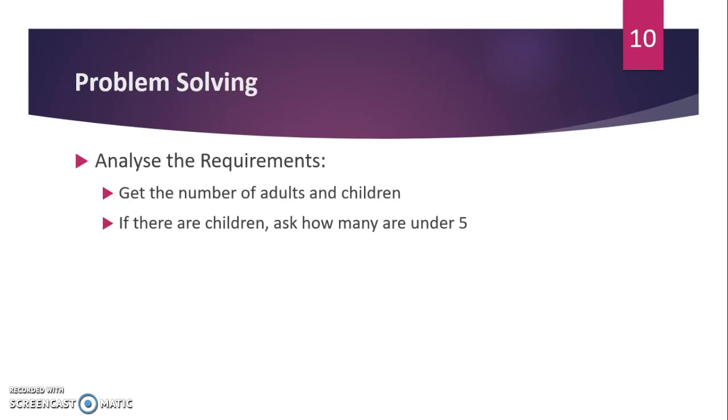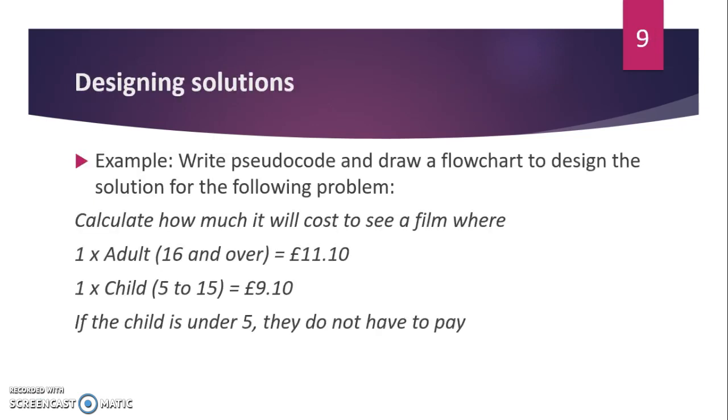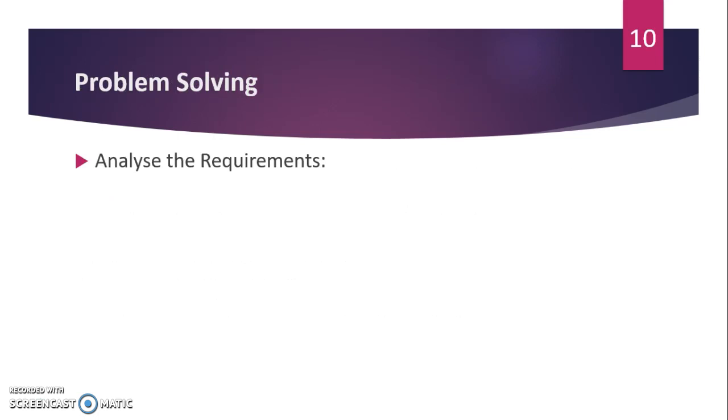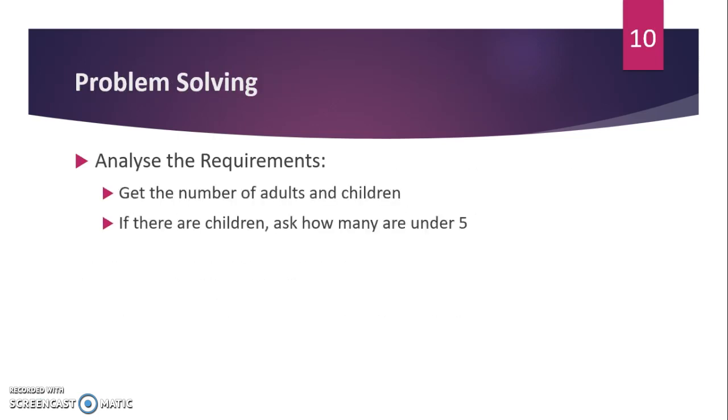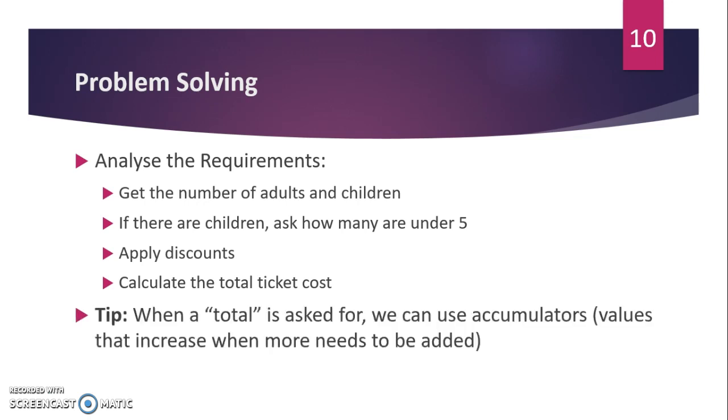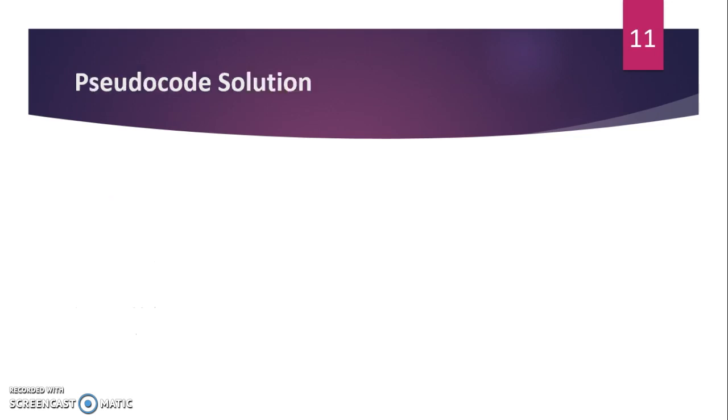If there are children, we know that if a child is under 5, they don't have to pay. So if we have children, we need to ask how many of them are under 5 years old. Once we've got that, we can apply the discounts. And after that, we can calculate the total cost of the ticket. So when a total is asked for, we can use something called an accumulator. And this is a value where it increases when more needs to be added. And this is stored in a variable.